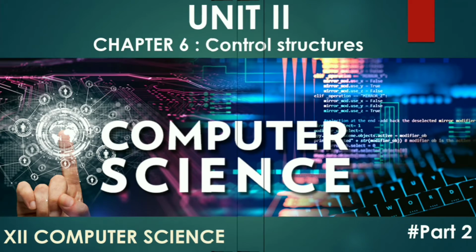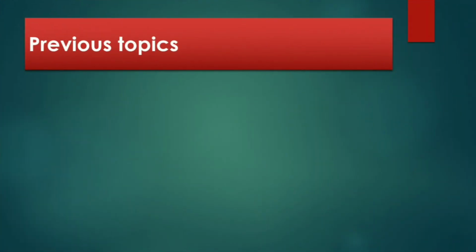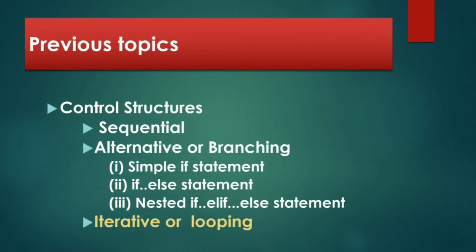Let's quickly see what we have discussed in the previous video. We started with the control structures. We do have 3 different types of control structures. In that we have discussed sequential and alternative or branching statement. So this was the topic in previous video. Now in this video we will be discussing about iterative or looping.